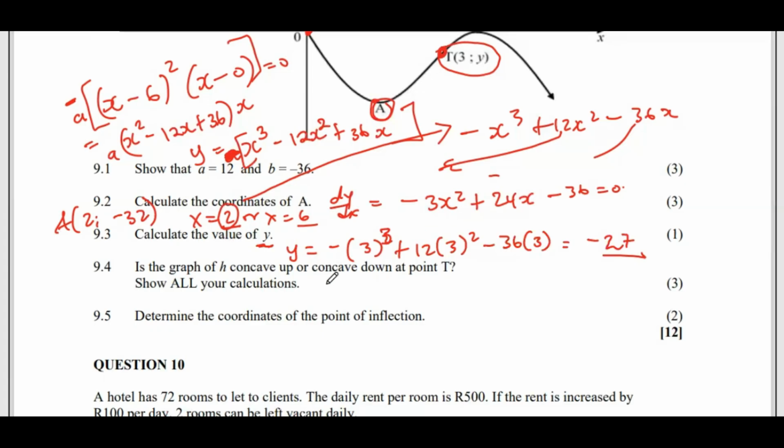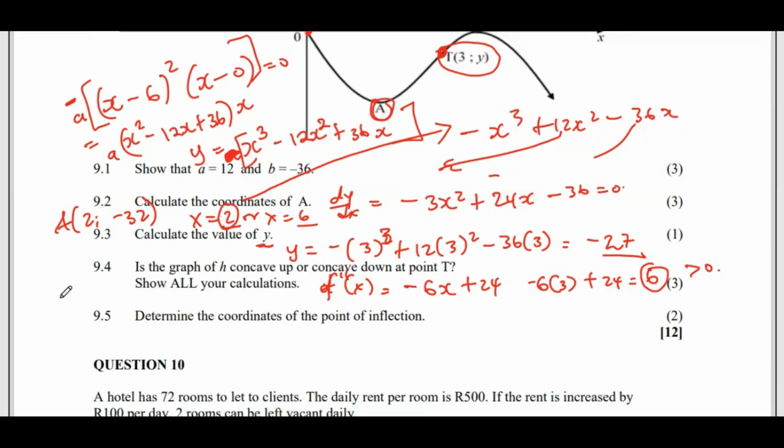So this is going to be, let me just say f double prime of x. That's going to be negative 6x plus 24. When I replace x with 3, it's going to be negative 6 times 3 plus 24, which is negative 18 plus 24, which is 6. We can see that 6 is greater than 0, which means the graph is concave up.